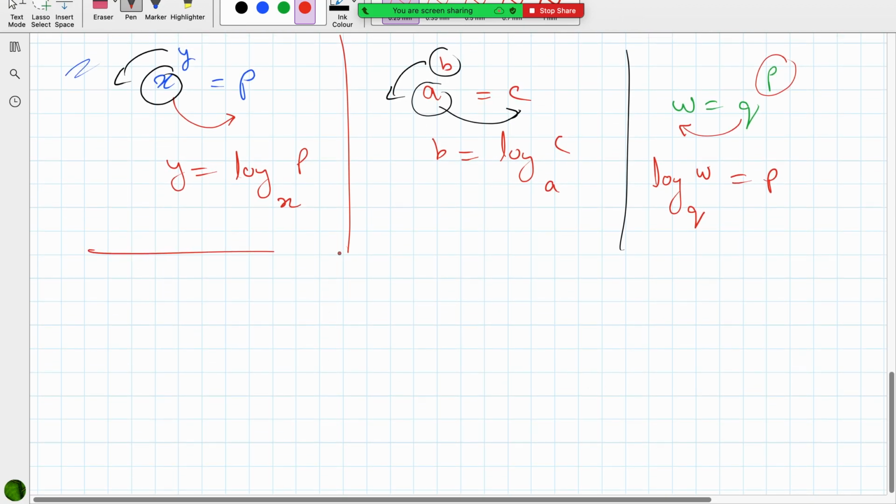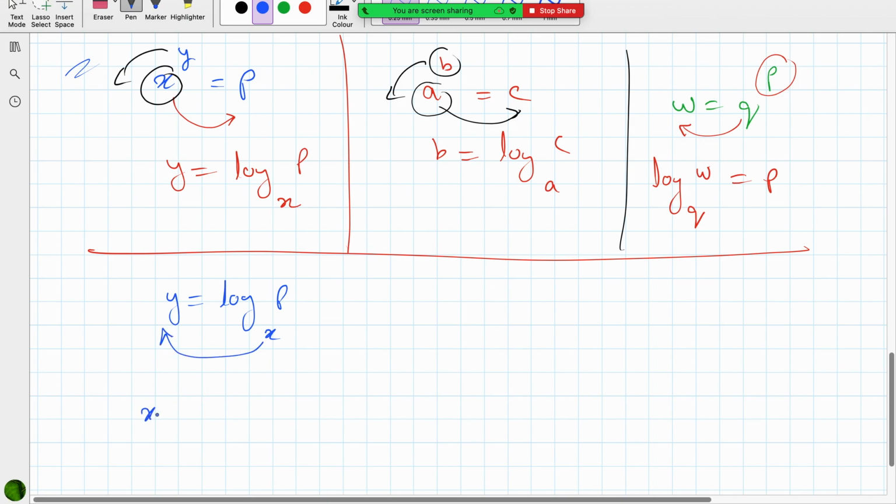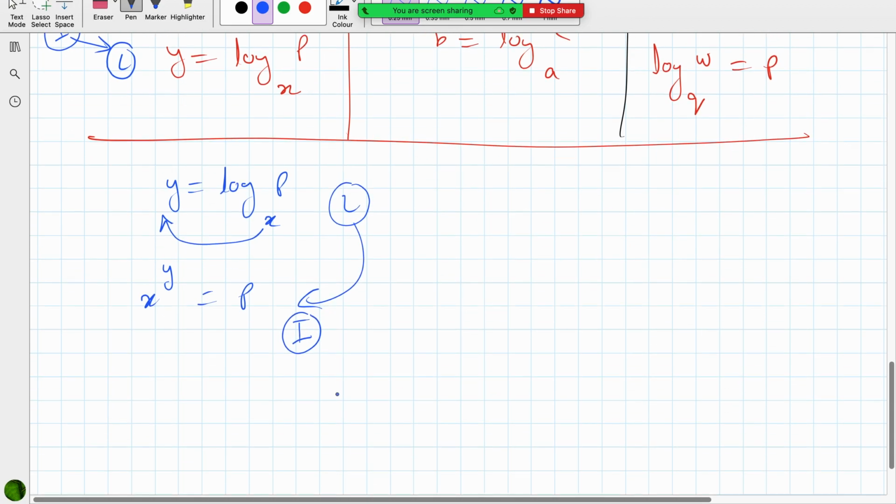So if you have a logarithmic form, the reverse is true for that. y is equal to log of p to base x. So whatever is in the base goes on the other side and lifts that up, and this becomes this. Reverse of that. So logarithmic form to index form and index form to logarithmic. This is index to logarithmic form. And this is logarithmic form to index form.